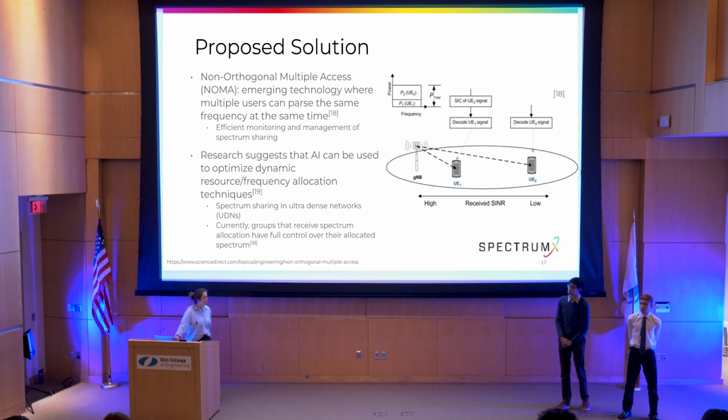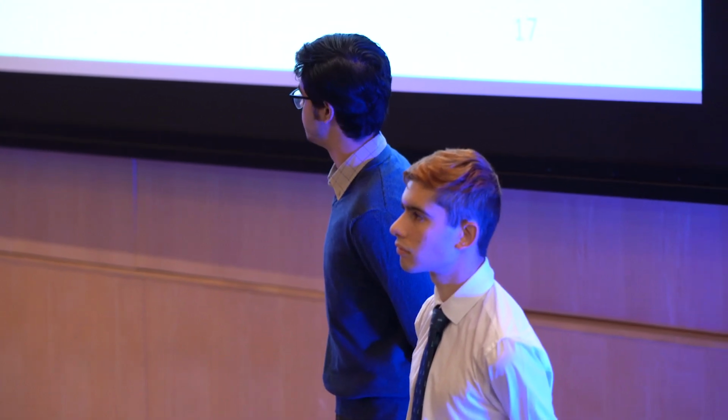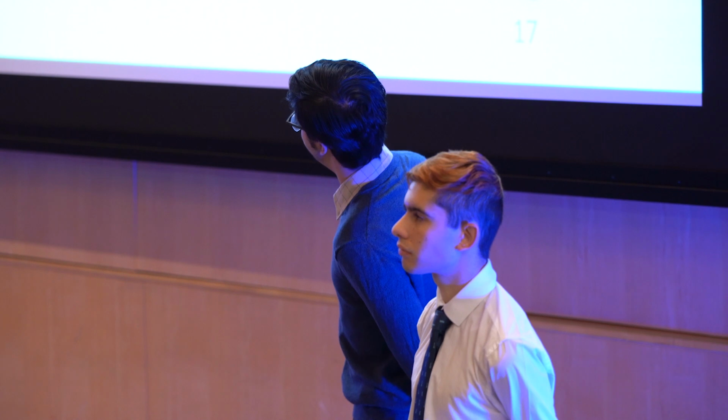And for our proposed solution, we are looking towards technology that is still emerging. First, we want to point out a new technology called non-orthogonal multiple access, or NOMA. This is a technology that allows multiple users to operate on the same frequency at the same time by having different messages encoded in different power levels and having certain receivers, the SIC receiver to be specific, which stands for successive interference cancellation, that can parse through these different power levels.